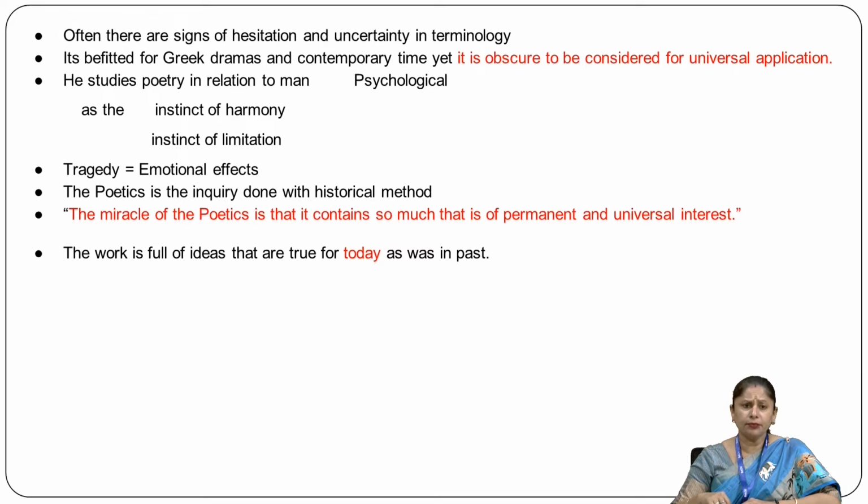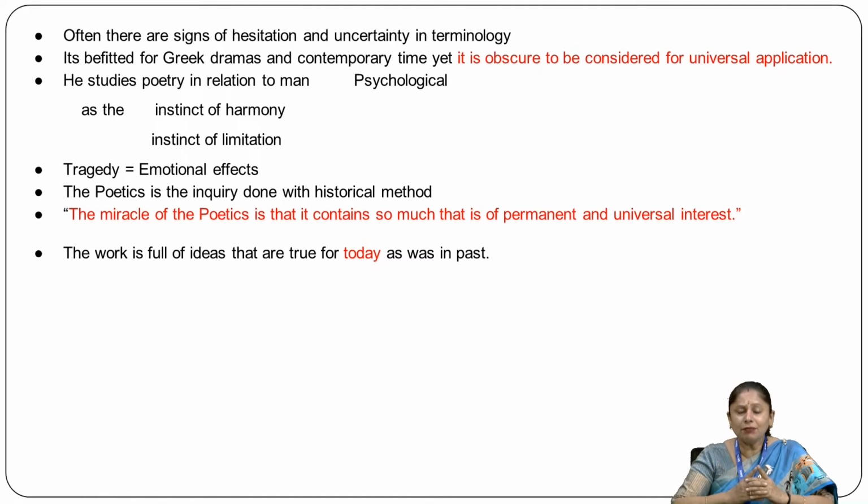Look, here are the important points which you have to understand clearly. Often there are signs of hesitation and uncertainty in terminology. So when there is hesitation or uncertainty, they are displayed in a tragedy, in a work of art. It is fitted for Greek dramas and contemporary time, yet it is obscure to be considered for universal application.